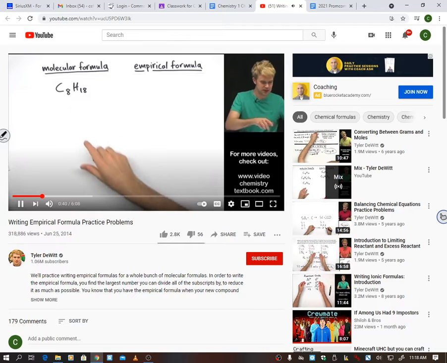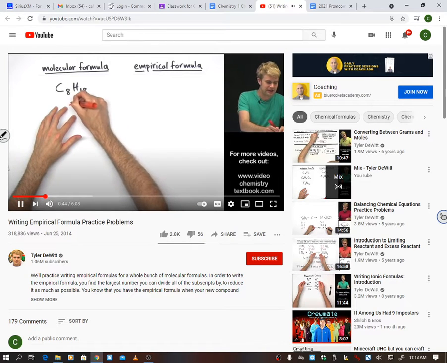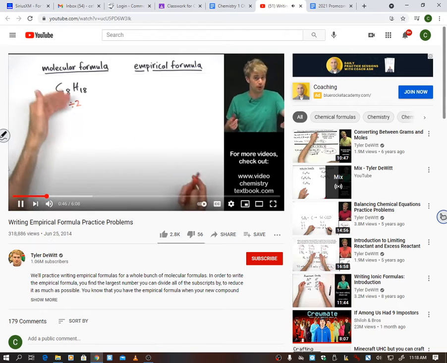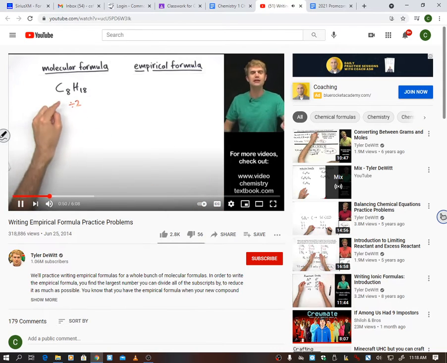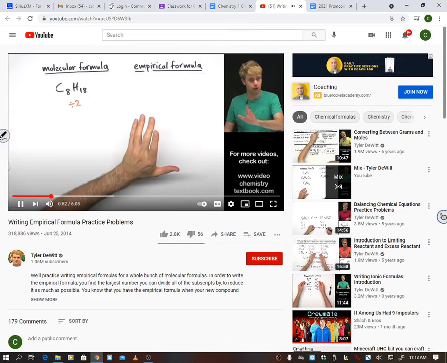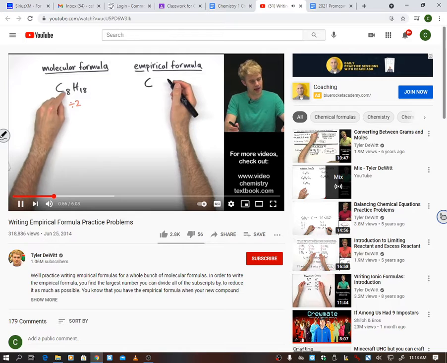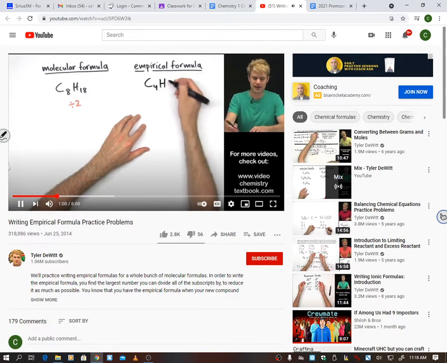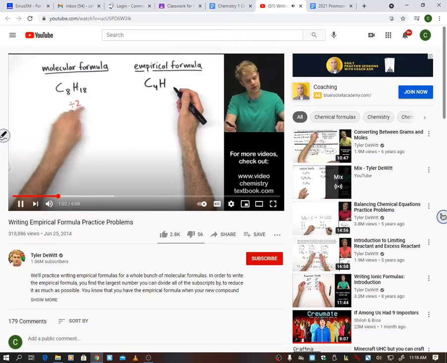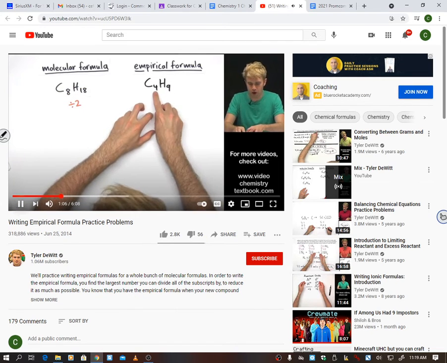Okay, so in this case, we can divide both 8 and 18 by 2. They're both divisible by 2. And dividing both of these by 2 is exactly what we'll do to get the empirical formula. It will look like this. We'll have C, and then 8 divided by 2 is going to give us 4. Then we have H, 18 divided by 2 gives us 9. Okay, so now we got 4.